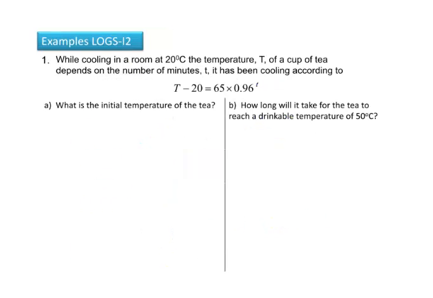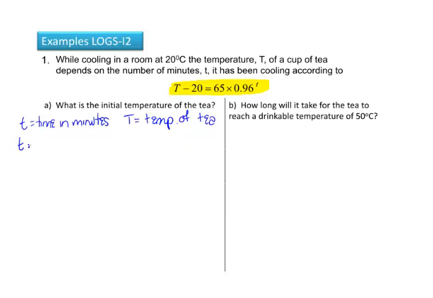Let's look at the examples for the section logs I2. While cooling in a room at 20 degrees Celsius, the temperature T of a cup of tea depends on the number of minutes t it has been cooling according to, and again it gives me my formula. Okay, what is the initial temperature of the tea? So again, it says while cooling in a room at 20 degrees Celsius, the temperature T of a cup of tea depends on the number of minutes. So little t equals time in minutes, and capital T equals your temperature of the tea. So what is your initial temperature of the tea?